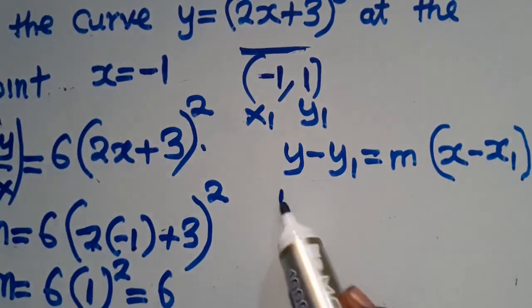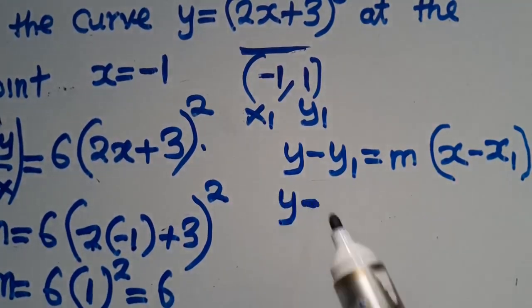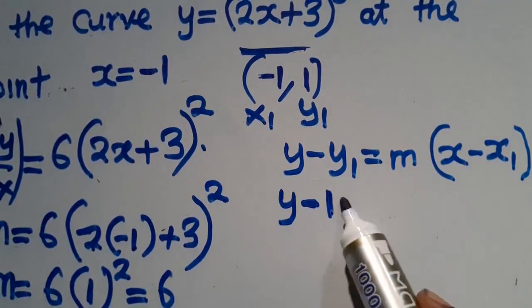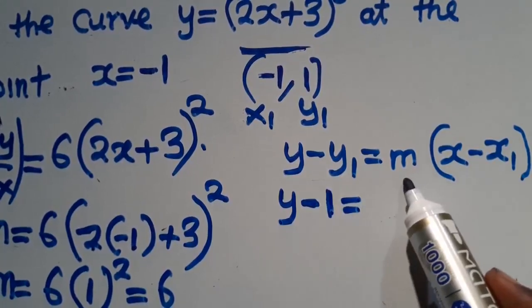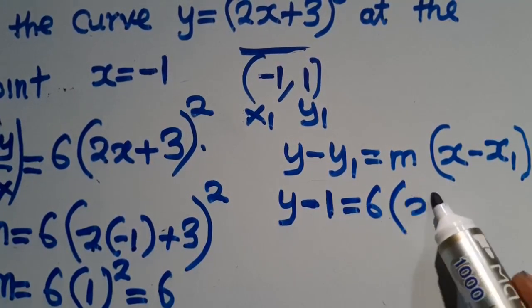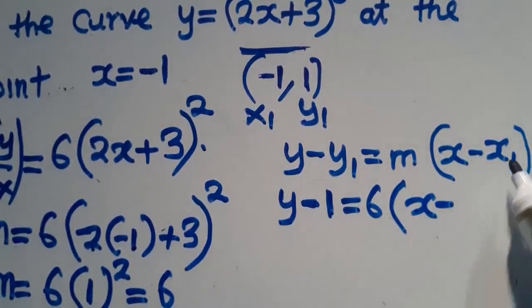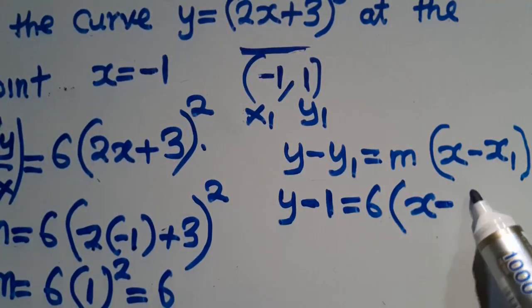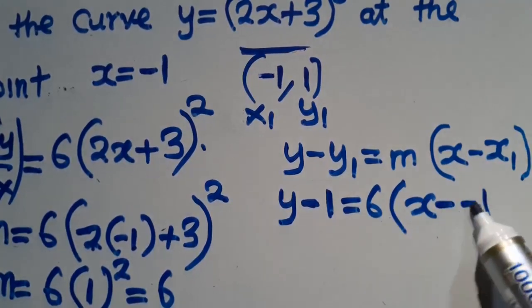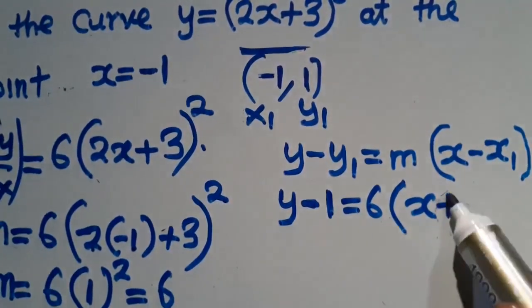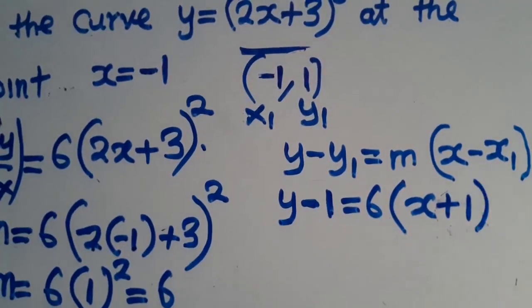What is your y? This one is constant, minus, you just leave it like that. What is your y1? It is 1, which is equal to, what is your gradient? Gradient 6, we found 6. x constant minus, what is your x1? x1, there is minus 1. Since even here there is minus, instead of writing minus 1, it's better we multiply. Negative times negative, it is positive. So it's better we just put a positive here and say 1, like this. So this is what we are supposed to do.